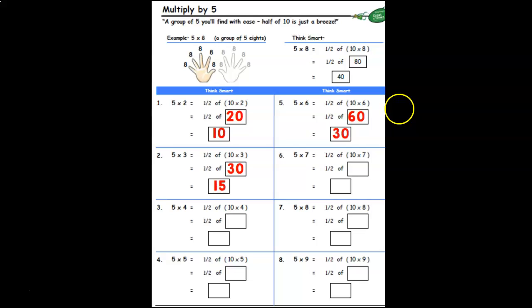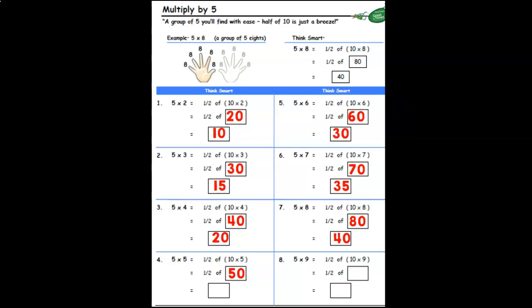Okay. Next, I know that 5 times 7, 10 times 7 is 70. Half of 70 is 35. Next, I have 5 times 4. 10 times 4 is 40. Half of 40 is 20. We're going to go a little bit quicker. 5 times 8, I know 10 times 8 is 80. Half is 40. 5 times 5, I think 10 times 5, you know your tens, 50.